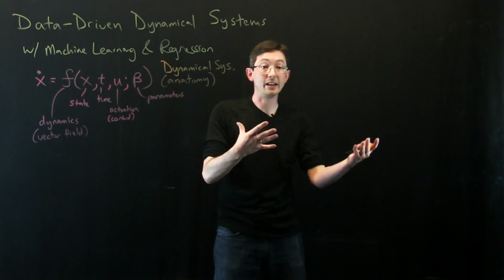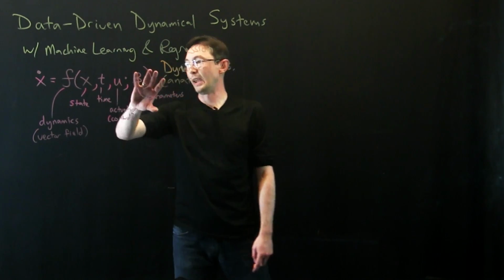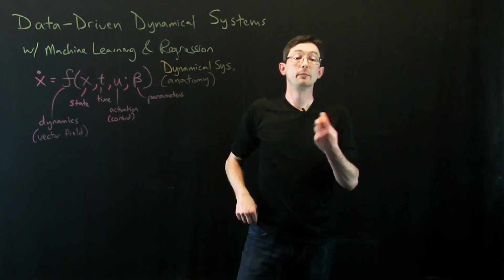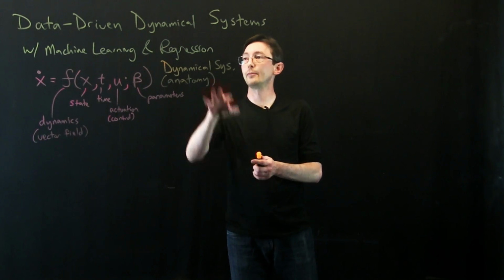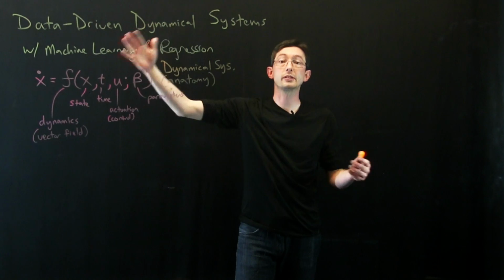We're going to be taking data, measurements of x and t and u, and maybe beta, and we're going to be trying to characterize and build these dynamical systems models purely from data. So what did people do in the past? Okay, it's not like dynamical systems is new. People have been doing dynamical systems for hundreds of years.